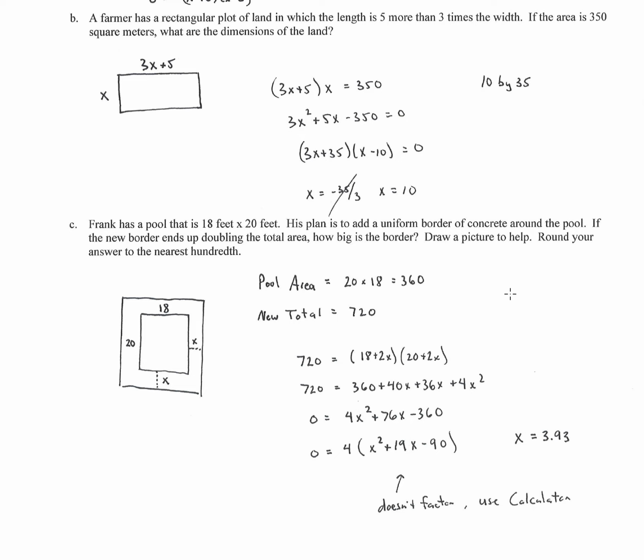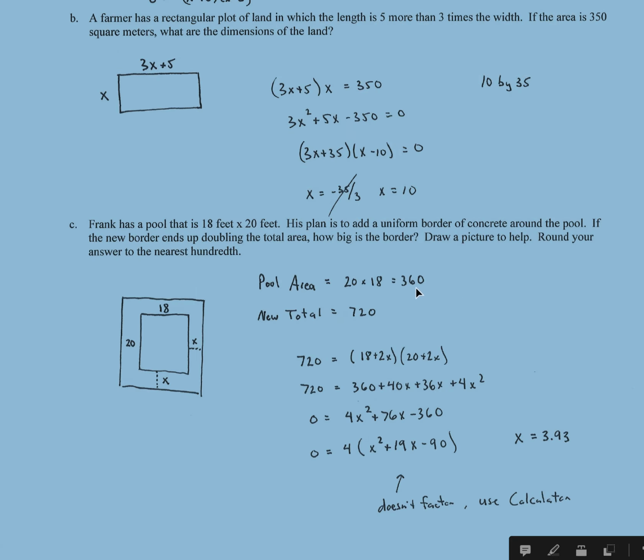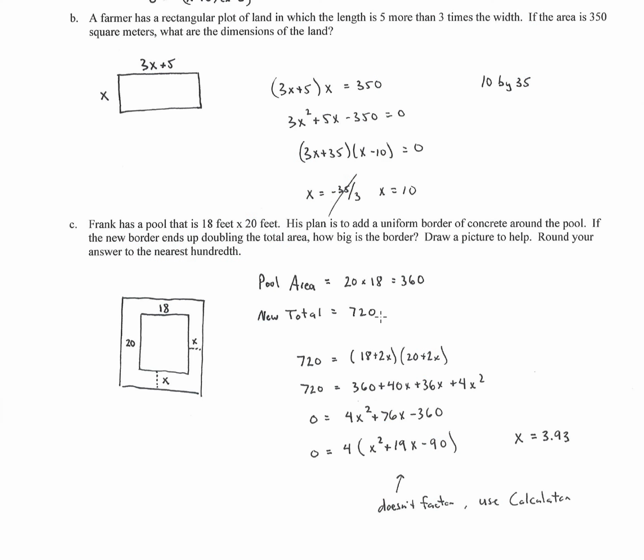All right, the last one is this border question that they love to ask. You've got a pool, it's 18 by 20. This right here is your pool, that's where the water is, and you're going to add a border of concrete, and you want to double the area. So your original area is 360, your new area then is 720, and we know that this length is 18 plus 2x. This length is now 20 plus 2x.